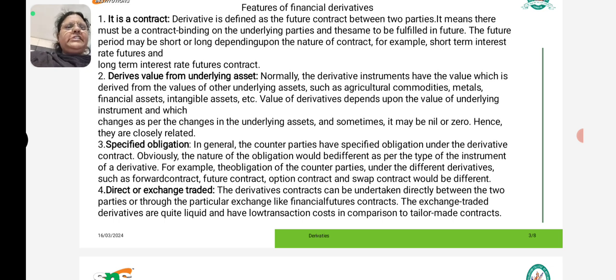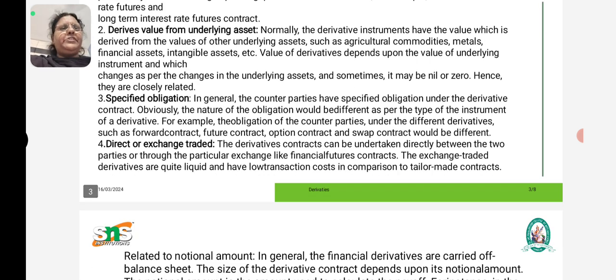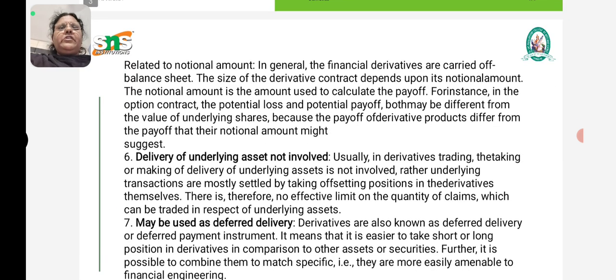Direct or exchange traded. The derivative contracts can be taken directly between the two parties or through particular exchange like financial future contracts. The exchange traded derivatives are quite liquid and have low transaction cost in comparison to tailor-made contracts. Related to notional amount: in general, the financial derivatives are carried off balance sheet. The size of derivative contracts depends on its notional amount. The notional amount is the amount used to calculate the payoff. For instance, in option contracts, the potential loss and potential payoff both may be different from the value of underlying share.